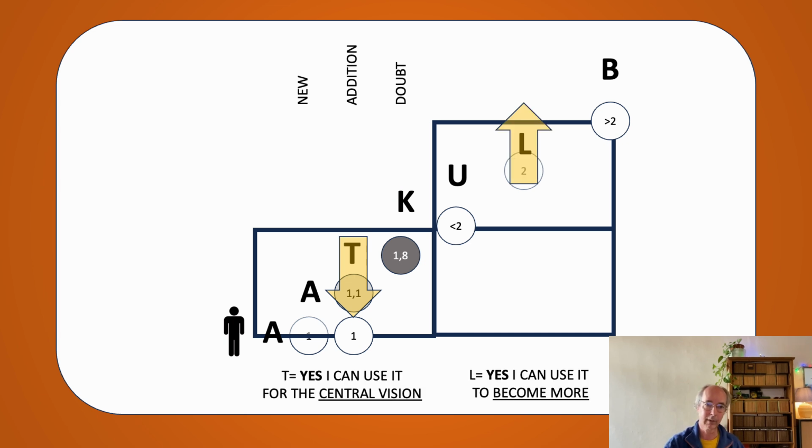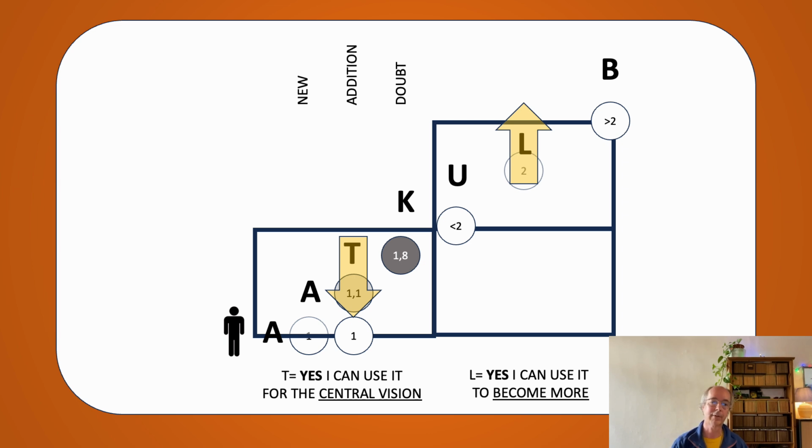position. The same thing happens on the next level. So what do we do with the T? We say, yes, I can use it for my central vision. So when I use T, like the, or at, or even a verb that ends with T, like you have in some languages, you actually confirm, yes, I can use it in my central vision.